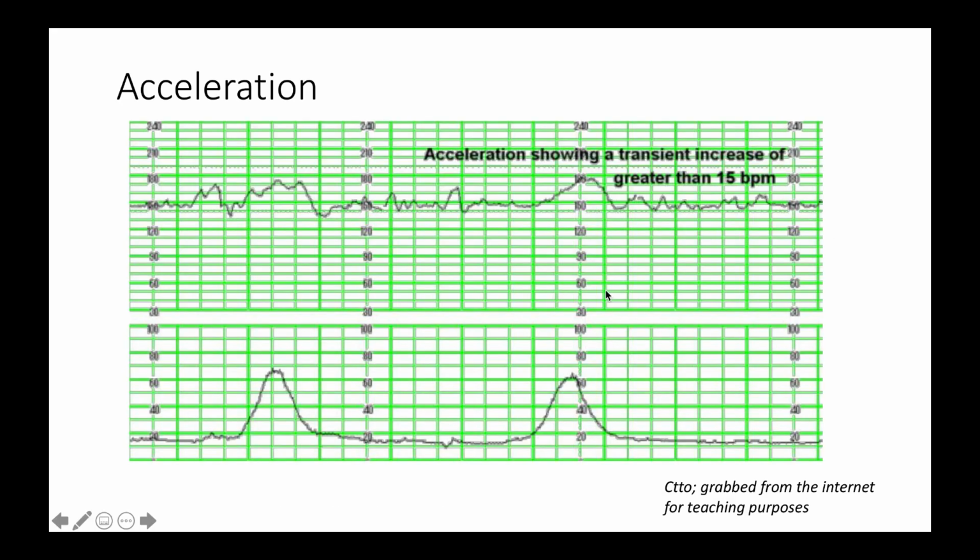So in this example, this specific fetal tracing or strip, we assess the acceleration using this upper panel because this upper panel shows us the fetal heart rate. So as you can see here, we have an acceleration here and an acceleration here. So accelerations, as I've already mentioned, are a transient increase from the baseline of greater than 15 beats per minute.